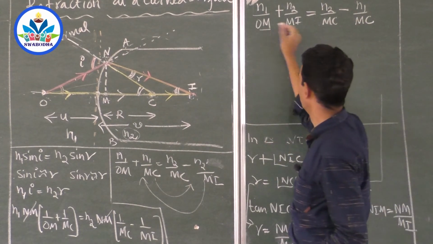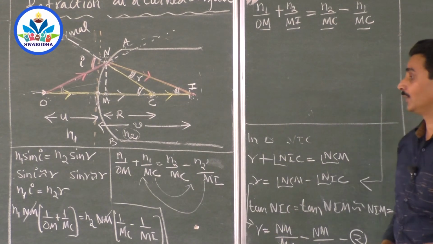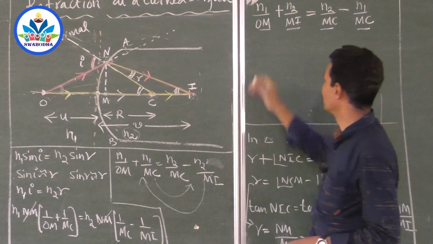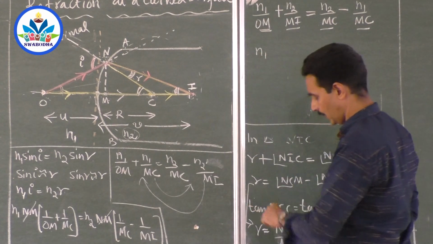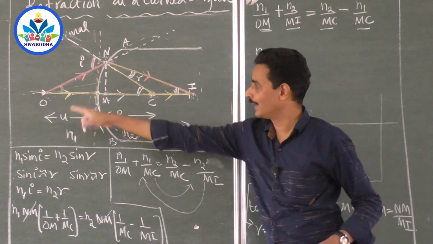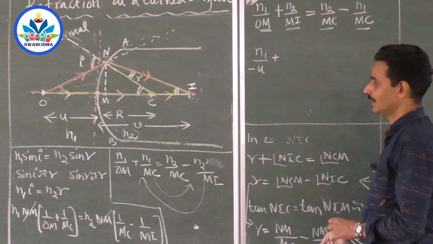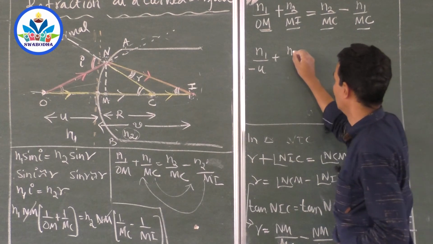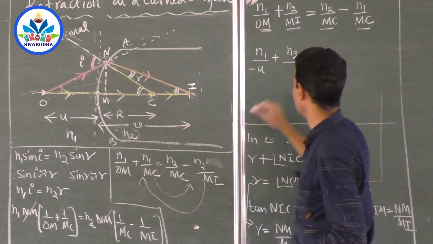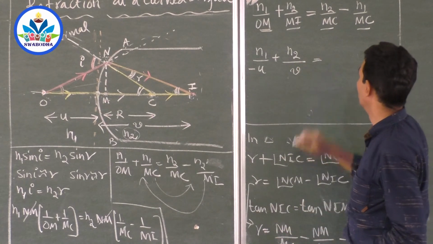You substitute the values of OM, Mi, MC. They are all distances. Now with the sign conventions, use the symbol. Hope you are looking into the diagram also. We will substitute the values. N1 by U. This is OM, it is U, but it is minus, right? So minus U plus N2, refractive index of the medium where refracted rays are present, divided by Mi. Mi stands for image distance. It is plus V. It is not minus, but object distance is on the other side.